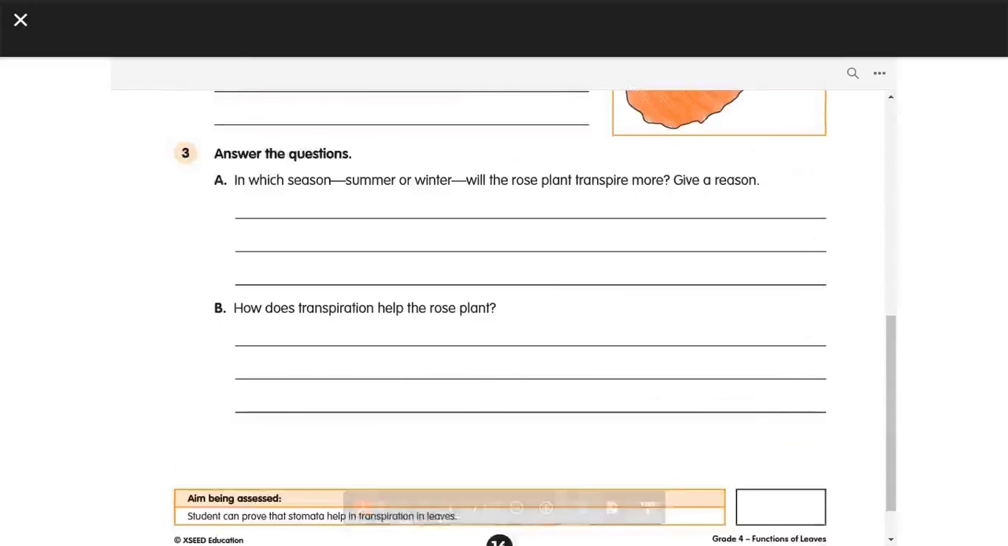Question number 3a. In which season, summer or winter, will the rose plant transpire more? Give a reason for your answer. Question number 3b. How does transpiration help the rose plant?